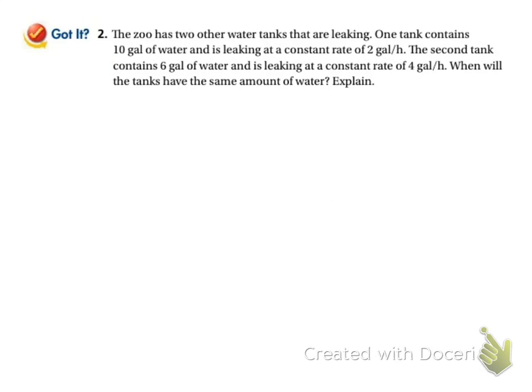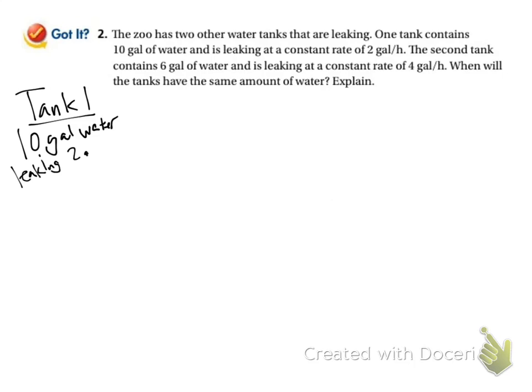Okay. So the zoo has 2 water tanks that are leaking. Tank 1, or one tank, but we'll call this one tank 1, has 10 gallons of water. And it is leaking at a constant rate of 2 gallons per hour. And then we have a second tank, so I'll call that one tank 2, that holds 6 gallons of water and is leaking at a rate of 4 gallons per hour.